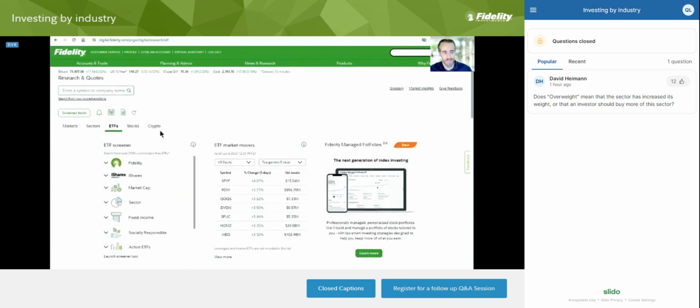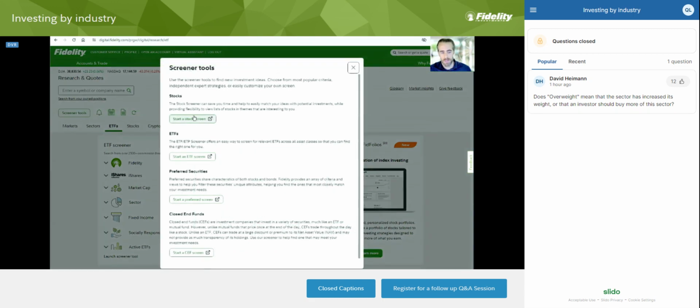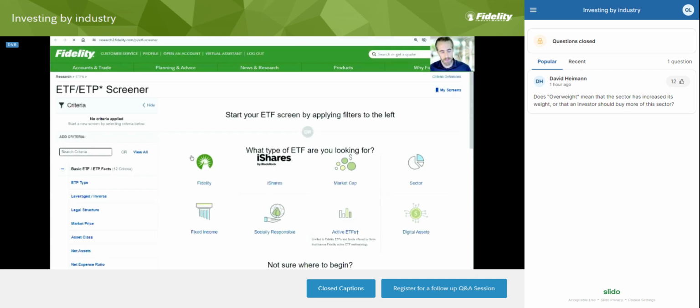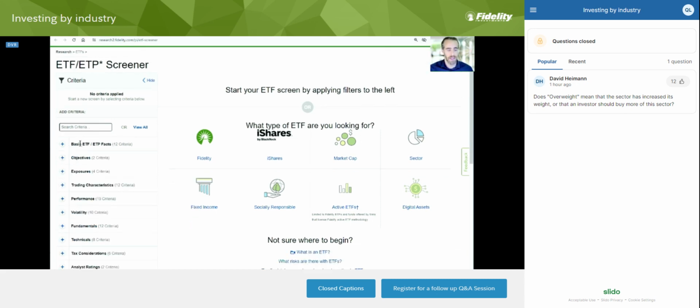One of the best ways to do it, and my favorite tool on fidelity.com, is the screener tools. Jacob showed us the stock screener, so let's dive into the ETF screener. It's going to look very similar to what we have on the stock side, but because we're looking at a different product, there are different criteria that we can use. Over on the left-hand side, I'll minimize this. These are the criteria categories.